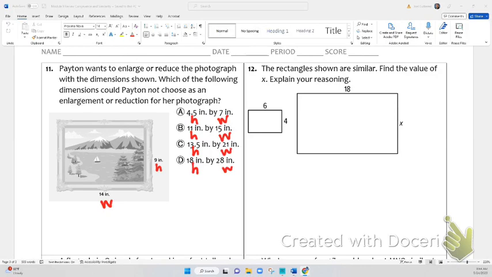So I'll give you an example, right? If we match A, the height with the height, how do you go from 4.5 to 9? You multiply it by 2. So if you multiply 4.5 by 2, then that means if you multiply 7 times 2, do you get 14? And the answer is yes. So A works.